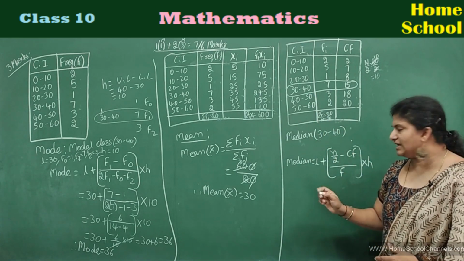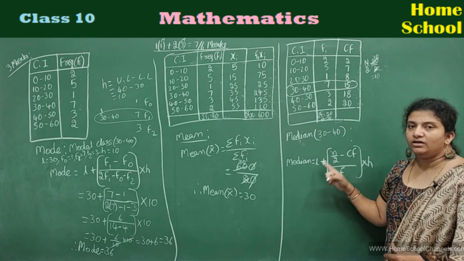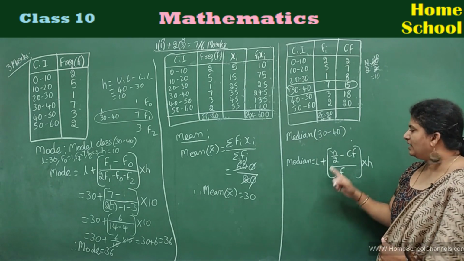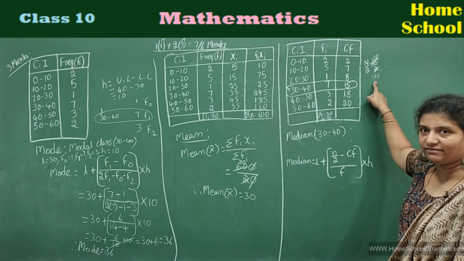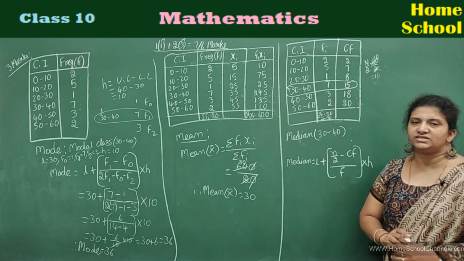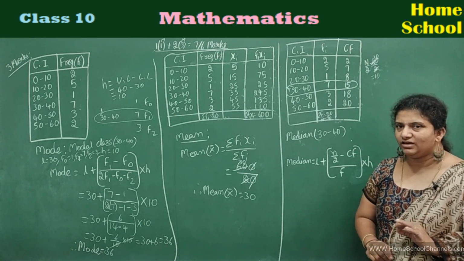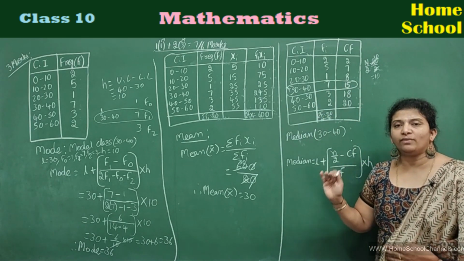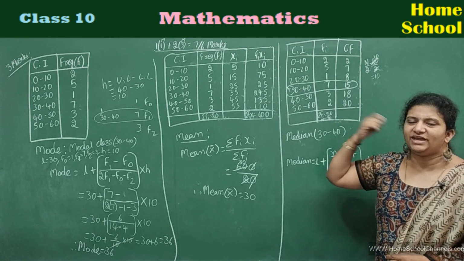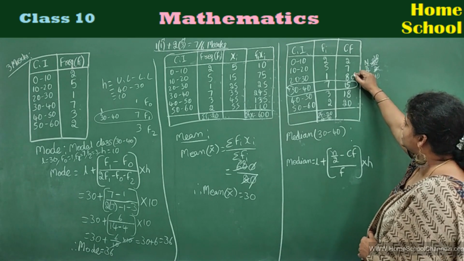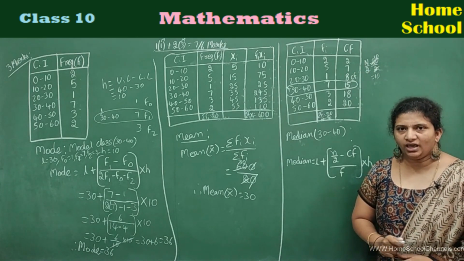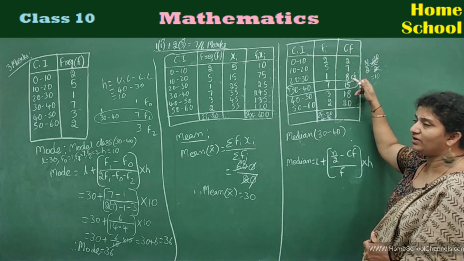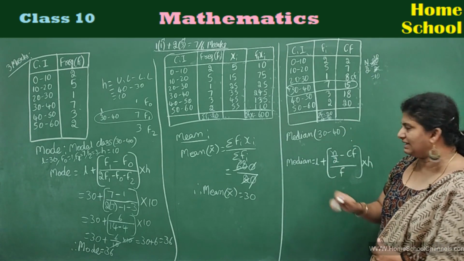In this median class, now observe all these: L, lower limit in the median class, 30 is the lower limit. N by 2, already we got N by 2 value is 10. Cumulative frequency, this is a point where you make a mistake. Everybody will say 15. 15 is wrong. Cumulative frequency is the one just above the median class. Don't take the cumulative frequency in the median class. We need to take the cumulative frequency which is just above the median class.